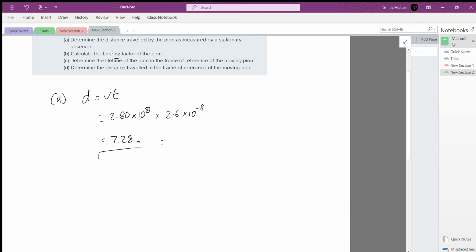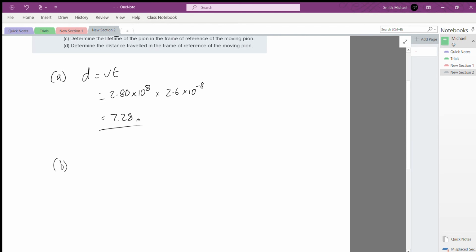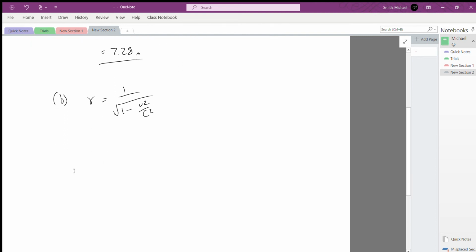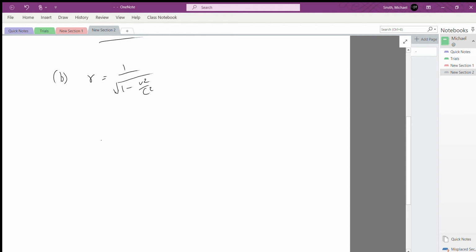Next, we need to work out the Lorentz factor for the pion. So here we're using our relationship 1 on the square root of 1 take v squared over c squared. This one's a little annoying to write out since we don't have it in terms of c. You can put it in terms of c, but I think we'll find it's not too bad. So 1 on the square root of 1 take 2.8 times 10 to the power of 8 over 3 times 10 to the power of 8 squared.